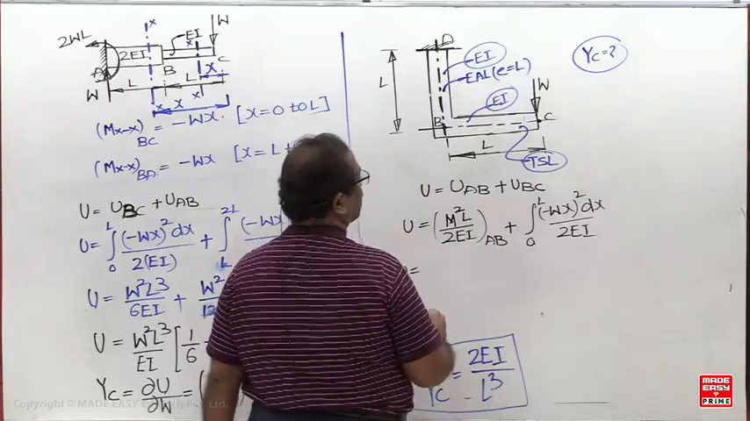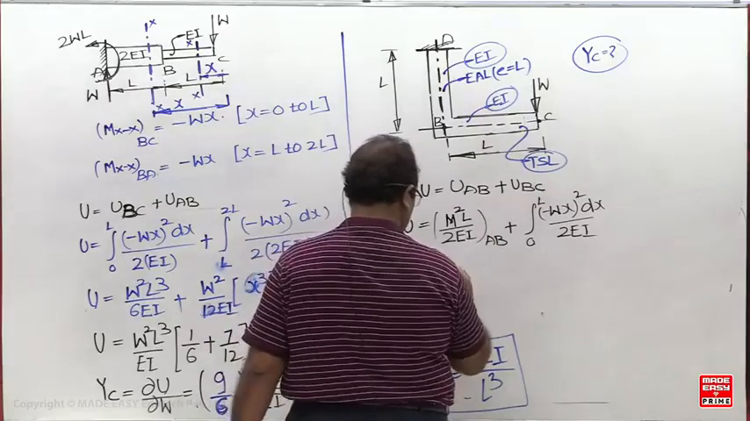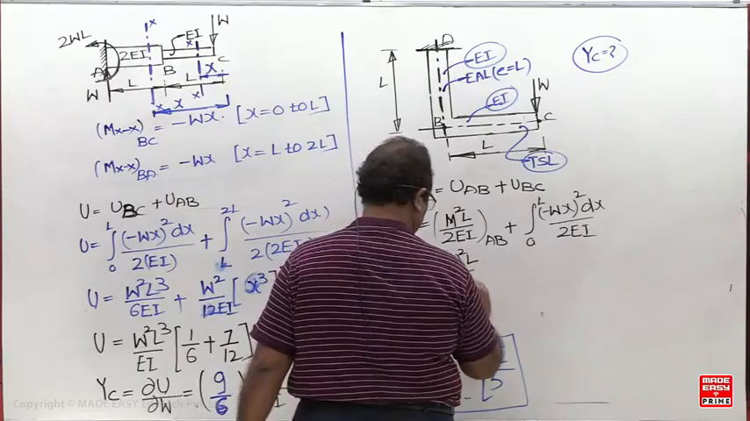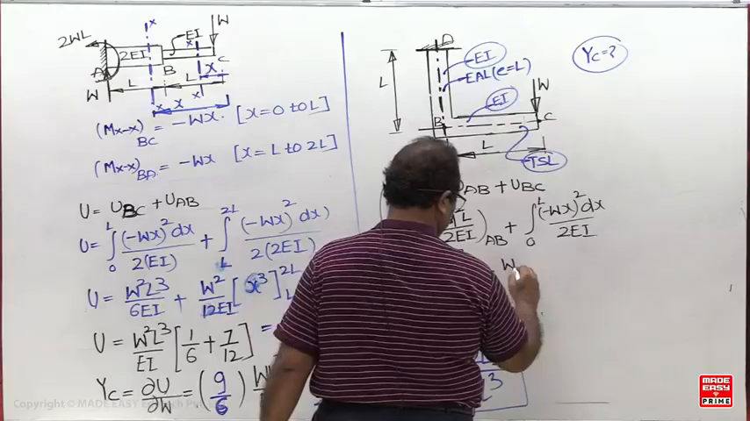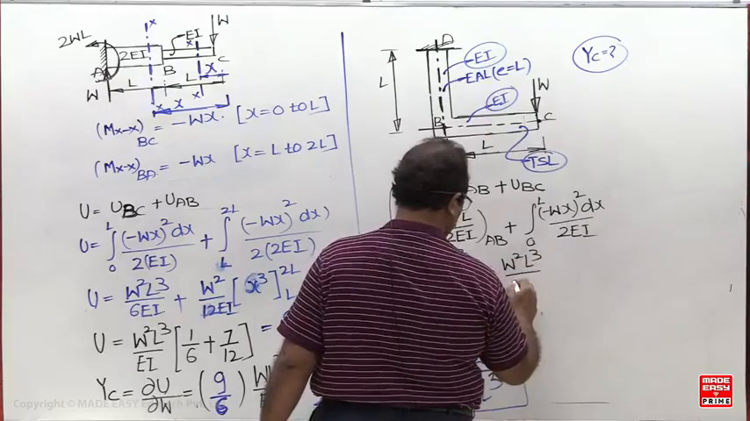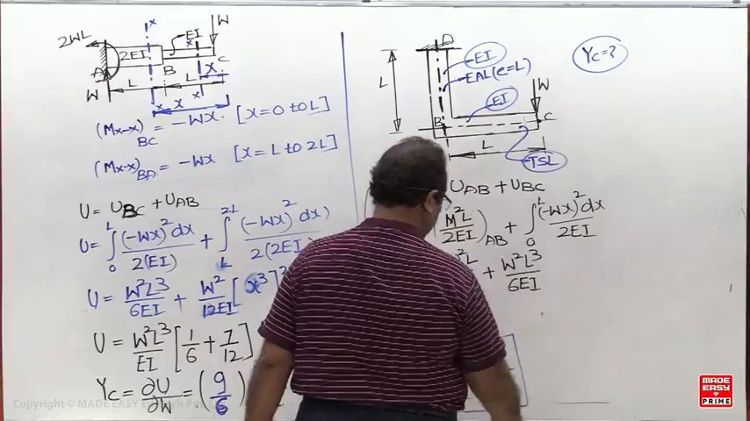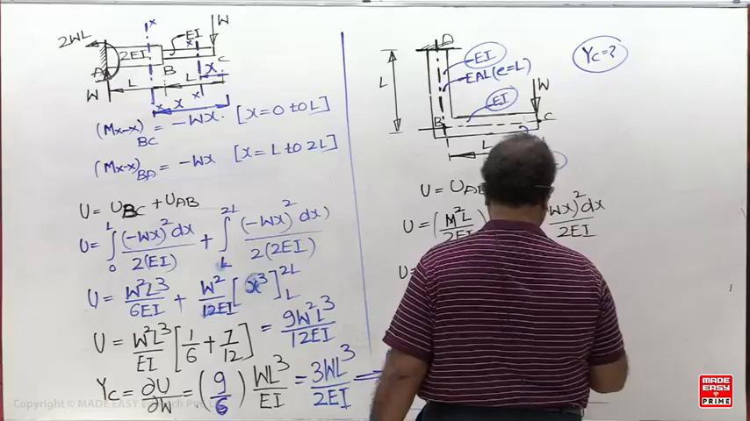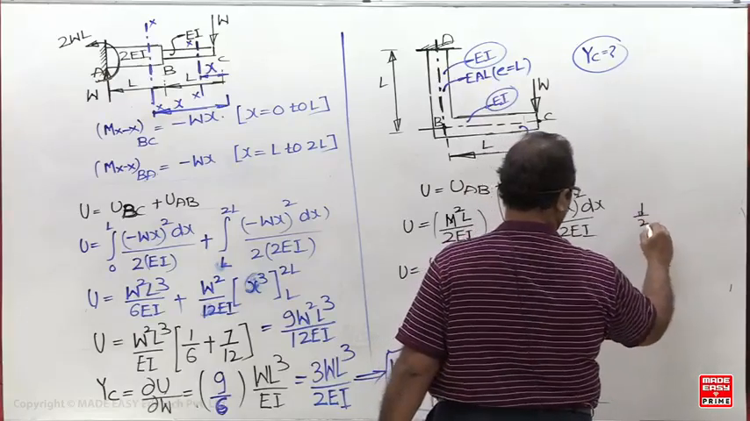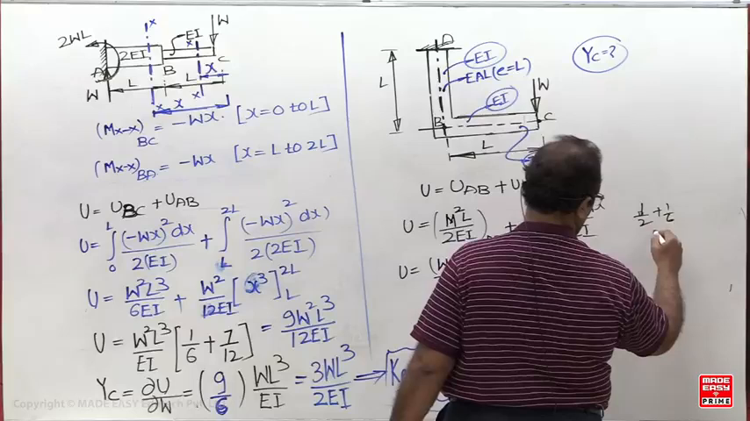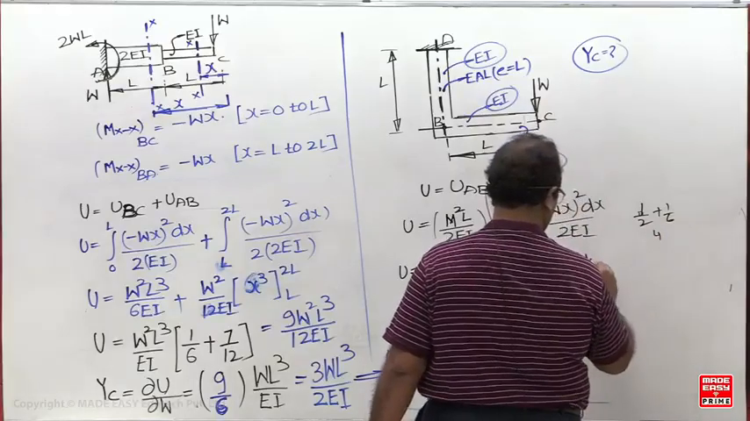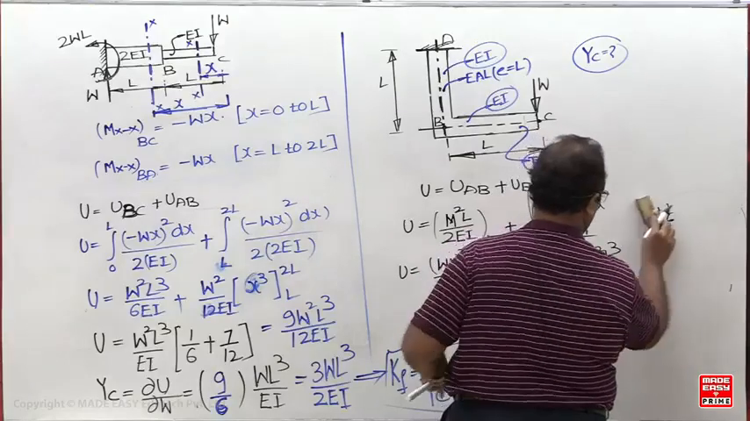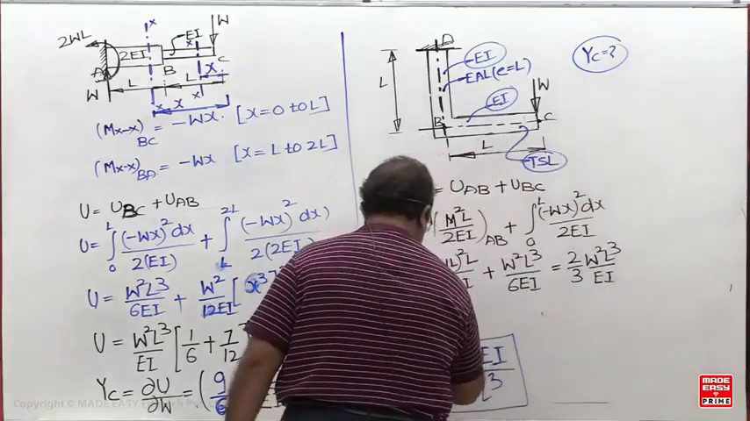So what is the bending moment in the AB portion? W into L. Once again, what is the deflection at C?